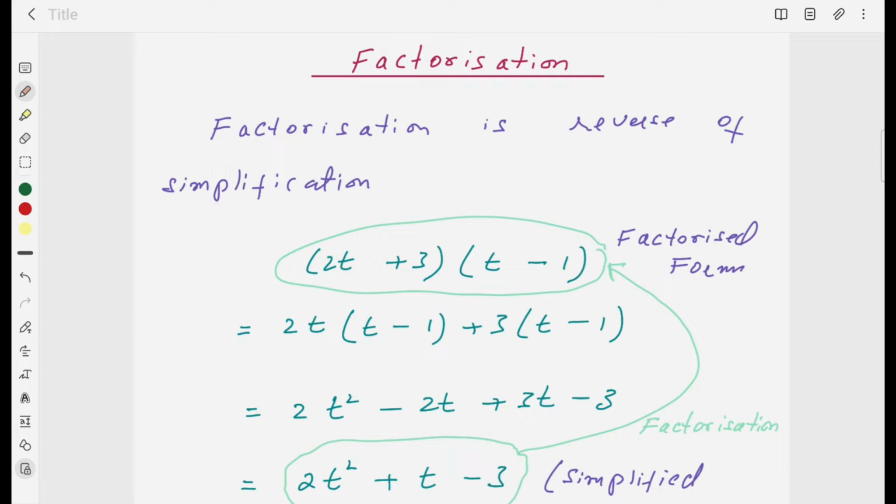Factorization. Factorization is reverse of simplification.